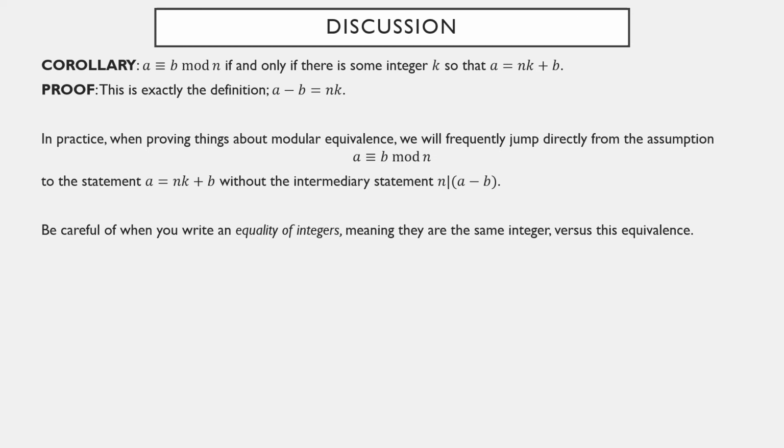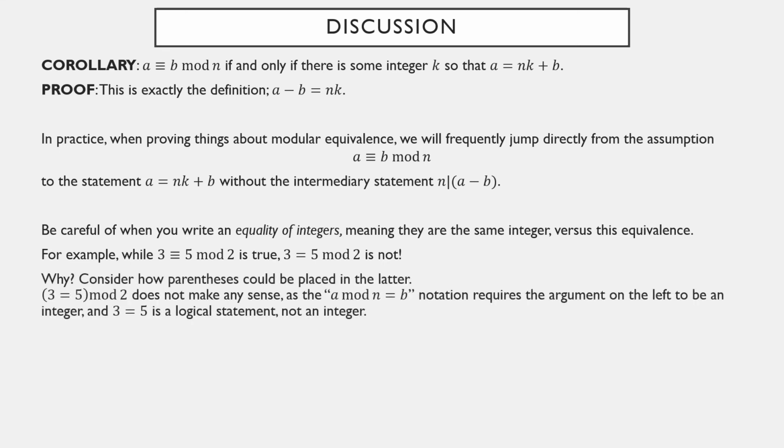Now do be careful about the difference between equivalence and equality. Writing the equal sign means you are saying the two things are exactly the same number. This equivalence sign has a definition behind it, however. So if you were to write 3 is equivalent to 5 mod 2, that would be true. If you wrote 3 is equal to 5 mod 2, that is not true. So why not? Consider how parentheses could possibly be placed in that latter statement. If you attempted to put the parentheses around 3 equals 5, this doesn't make any sense.